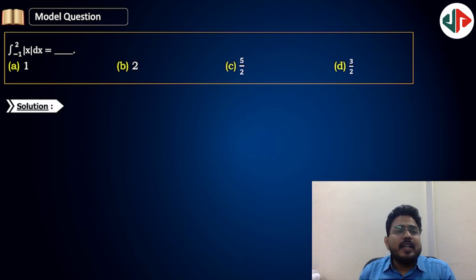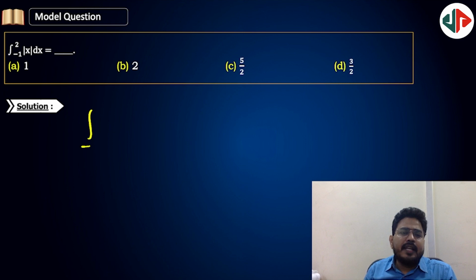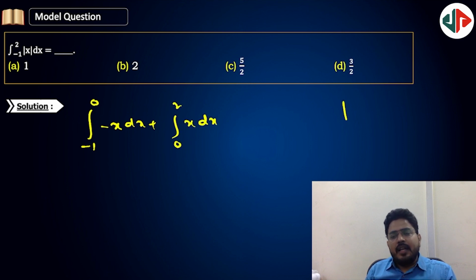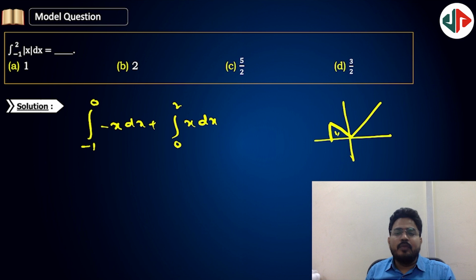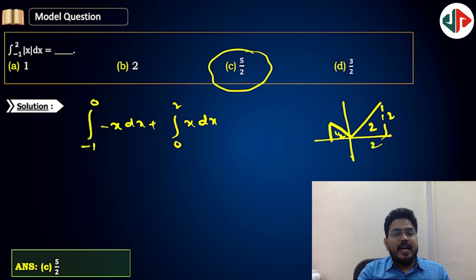What is this value? Theoretically, minus 1 to 0 of minus x dx plus 0 to 2 of x dx. Or if you go for the area point of view, this is the value. So this area is 1 by 2 and this is 2 and 2. So 2 plus 1 by 2, 5 by 2 will be the answer for this question.